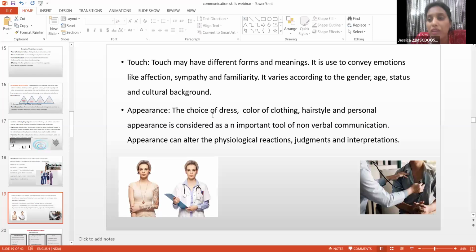The choice of dress and the appearance of the doctors are something we really need to take care of. The color of the clothing, the hairstyle, and the personal appearance are considered important tools of non-verbal communication. Appearance can alter the physiological reaction, judgment, and interpretation. The minute the patient enters, the first thing they try to see is the appearance of the doctor. I'm very sure all the senior people around would know that judgment and interpretation to a larger extent depend upon how we appear to the patient. So that is a very important non-verbal cue which we need to understand and remind ourselves of when we are interacting with the patient.